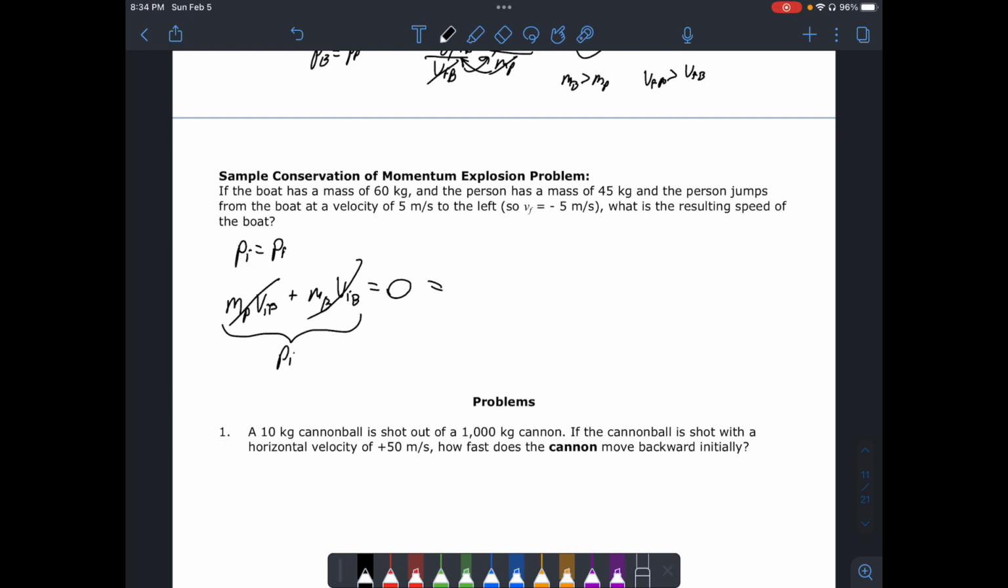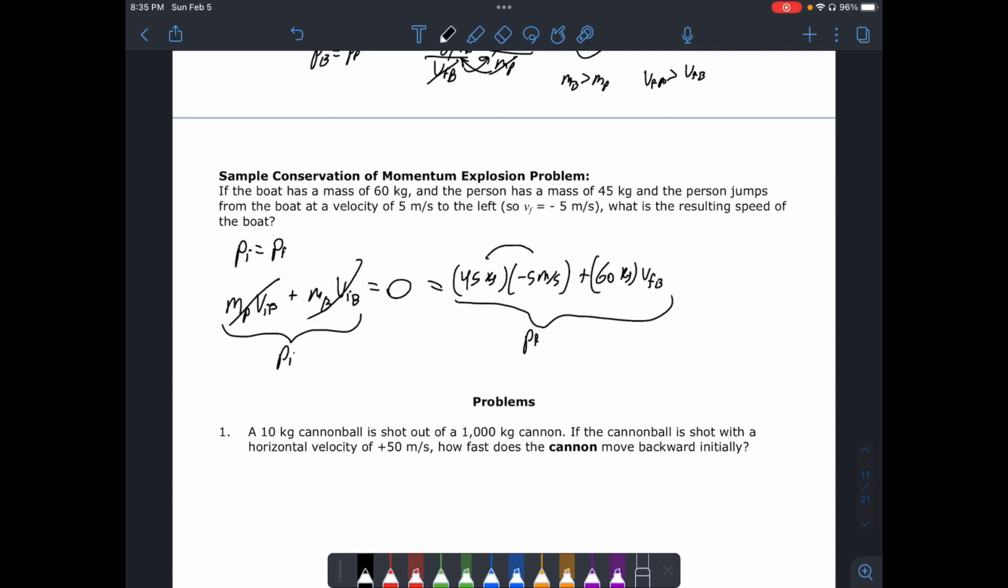And our final momentum is going to be, we're going to use the numbers now, 45 kilograms times -5 meters per second. They jumped off to the left, plus 60 kg times VFB. This is our final momentum.